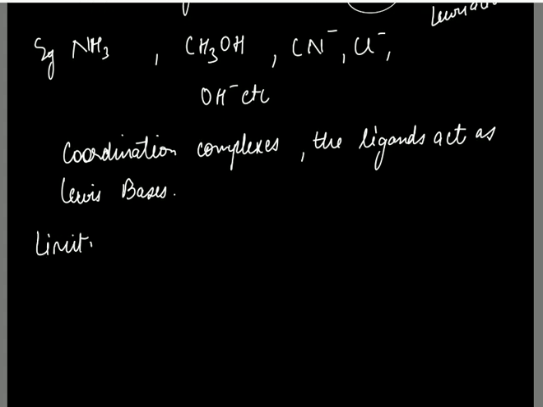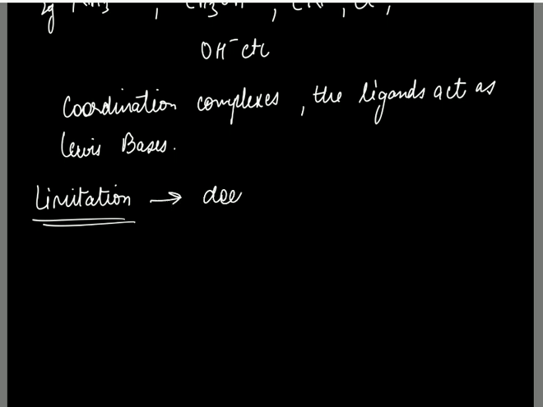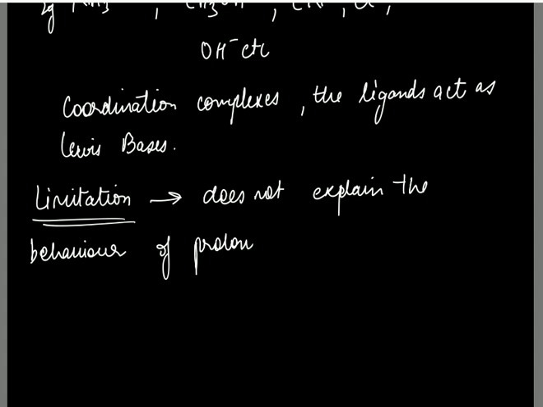See, every concept has a limitation. Now, Bronsted and Lowry don't talk about aqueous solution, while Arrhenius talks about only aqueous solution. So Lewis concept does not explain the behavior of protonic acids. Protonic acids are those which can release a proton, like HCl is there, sulfuric acid is there, nitric acid is there.